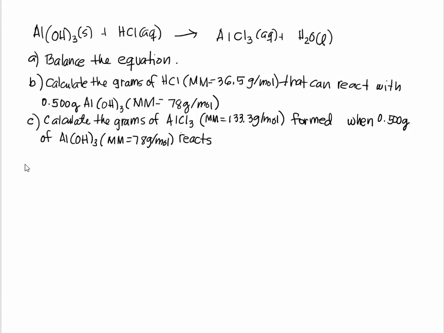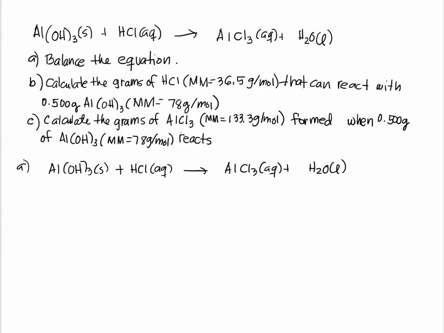Part A, we balance the equation. Al(OH)3 plus HCl gives AlCl3 plus H2O. This is a trial and error process.